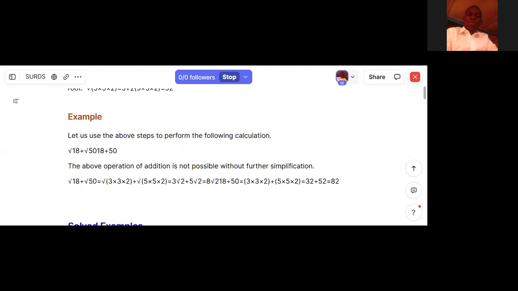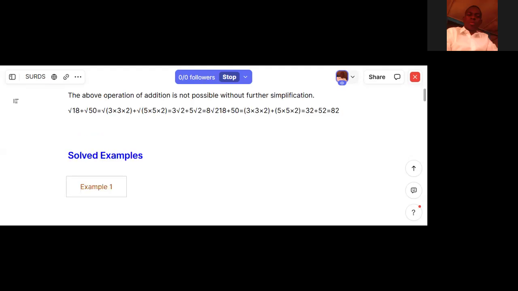We see some more examples. Let us use the above steps to perform the following calculation. You have root 18 plus root 50.